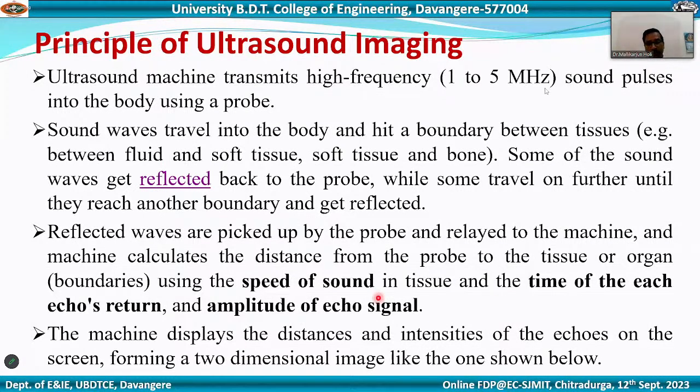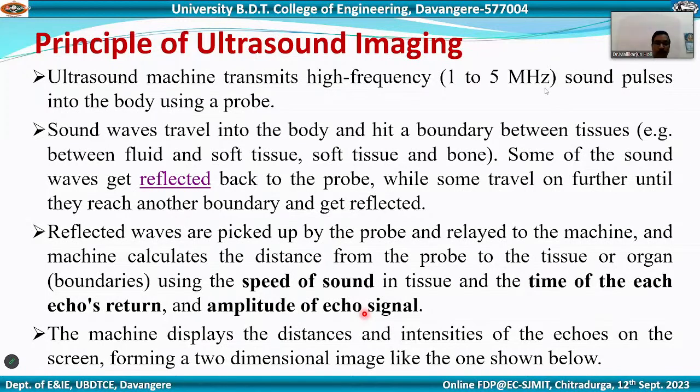two to three pieces of information. One is at what speed the sound is coming back, at what speed it has been transmitted, at what time I have transmitted, at what time I am returning the pulse. That's one: the time of each echo return, how much time each pulse has taken. Third one is the amplitude of the echo signal. What is the intensity of the sound which I have transmitted? What is the intensity which I am receiving?